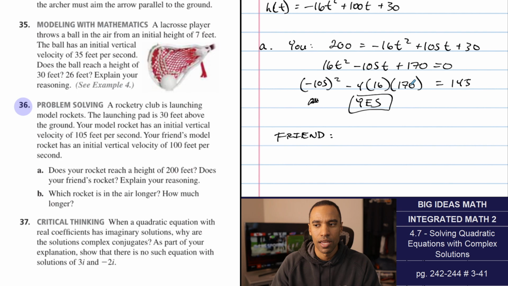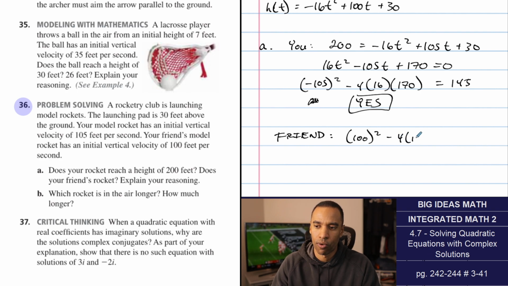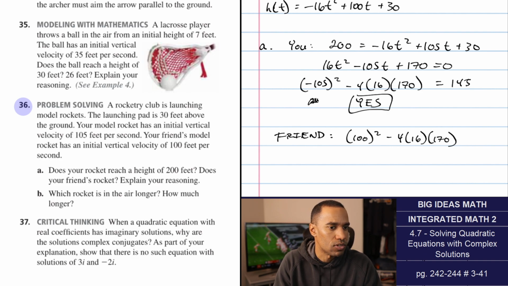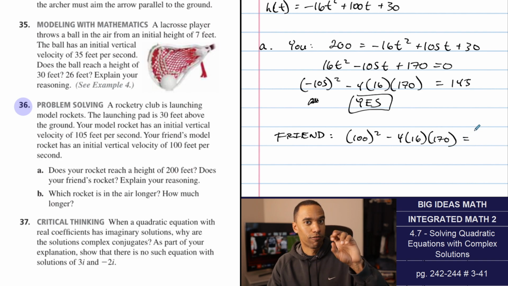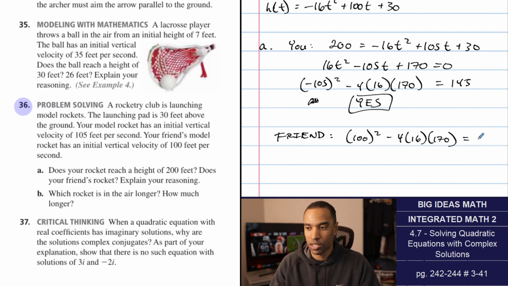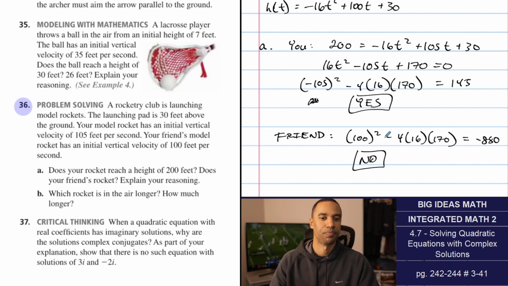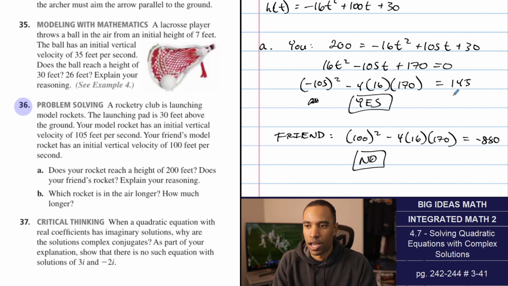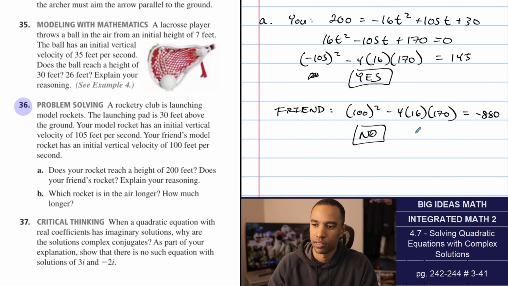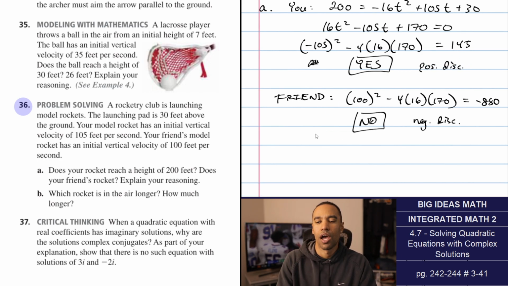The difference is the b value, 100 squared. 100 squared minus 4ac. Everything else looks like it's the same. So 100 squared is 10,000. So 10,000 minus 64 times that 170. Let's see this one. This will be negative 880. Oh, it's only 5 feet different. 5 feet per second, man, that's different. That's like a different kind of fastball, too. Negative 880. No, your friend's does not. Explain your reasoning. Discriminant. Negative discriminant. Positive discriminant.